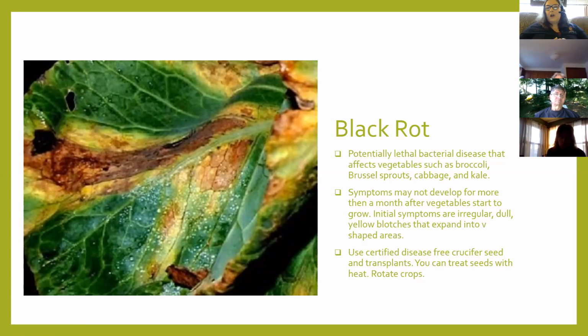So a way you can prevent that is to use certified disease-free seed and transplants. So be aware of where you're buying your seed and your plants from. There is a process you can use to treat seeds with heat. So if you're unsure whether the seeds you're saving are going to have black rot, you can treat them. If you're interested in learning more, UW Extension has a publication on black rot that will walk you through how to treat those seeds in a heat bath. And just rotating crops.